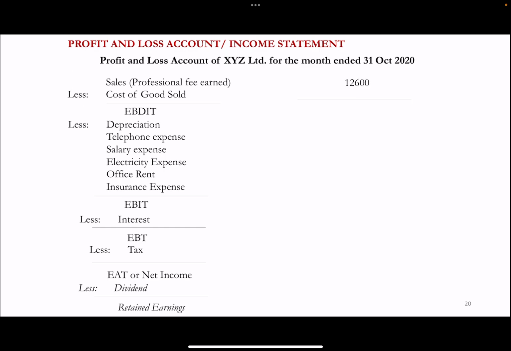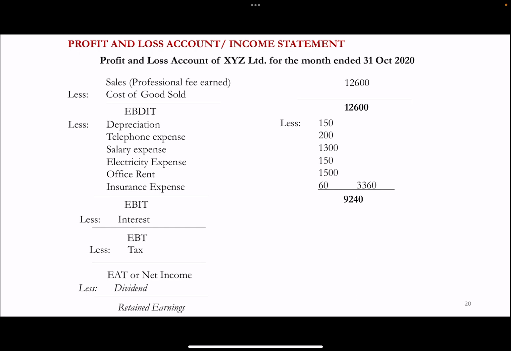For example, sales are 12,600. COGS, if given, you can just deduct it. If not given, we can calculate it. But in this, I'm just taking zero COGS. Then we'll get EBDIT exactly 12,600. Then I'm deducting depreciation, telephone expense, salary of 1,300, electricity expense 150, office rent 1,500, insurance expense 60. Total operating expenses are 3,360. Then if we deduct, we'll get EBIT or operating profit, which is 9,240.